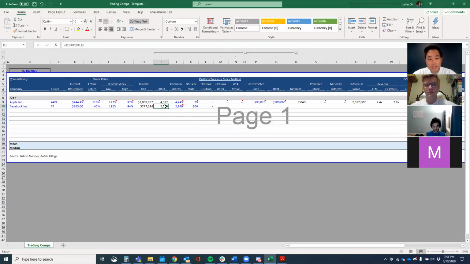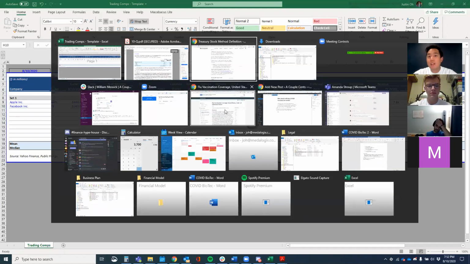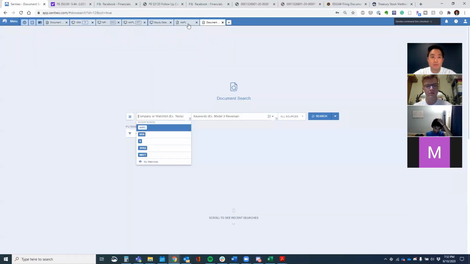And so now we take this number, not this number. We multiply that by the current share price. And we see that Facebook is trading for a lucky $777 billion market cap. And now let's compare that to Sentio.